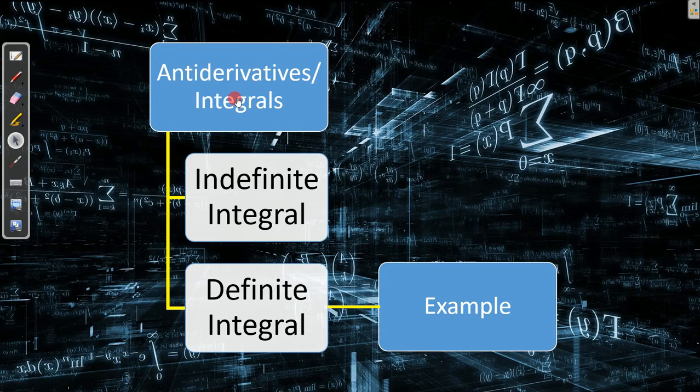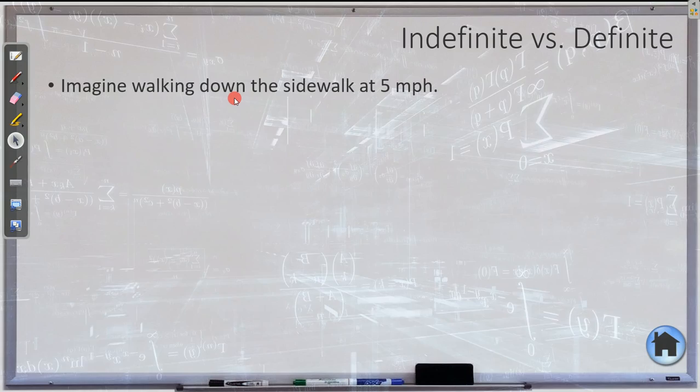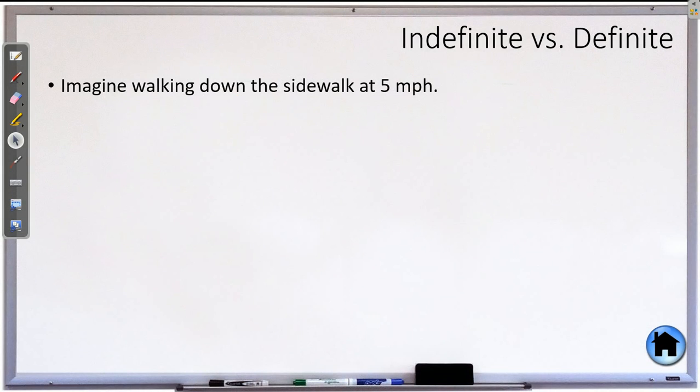And the best way I think I can introduce that is with a very, very simple word problem, so you can see the difference between a definite and an indefinite integral. So imagine you are walking down the sidewalk at 5 miles an hour. And we're going to take a look at our position, our velocity, and while there is an acceleration graph, because you're walking at a constant 5 miles an hour, there won't be any acceleration, so we're not going to worry about that. We're just going to worry about velocity and position.